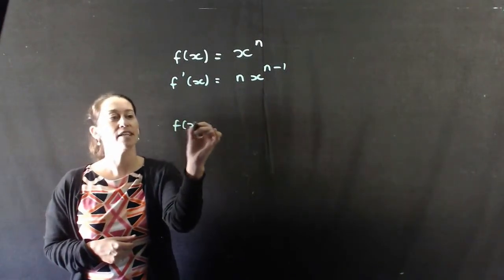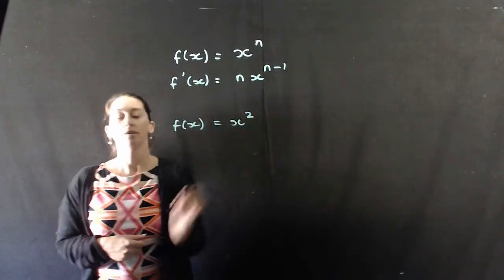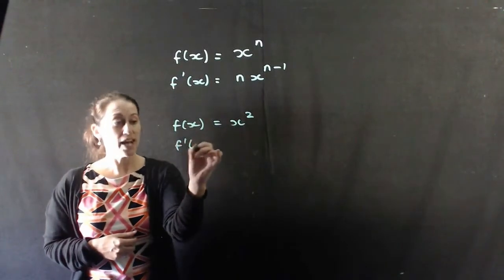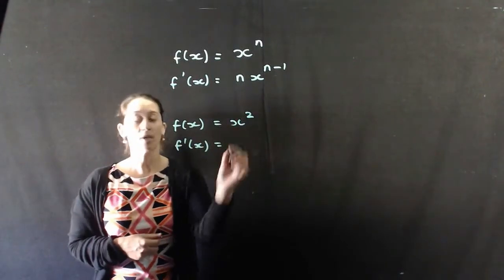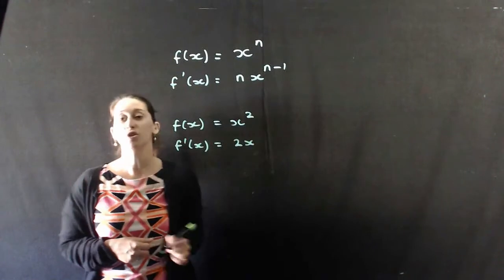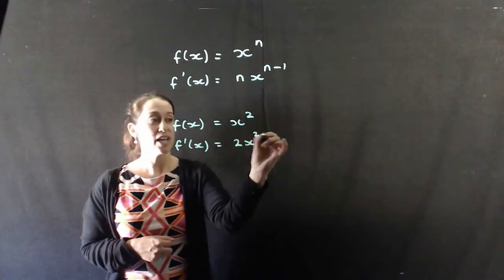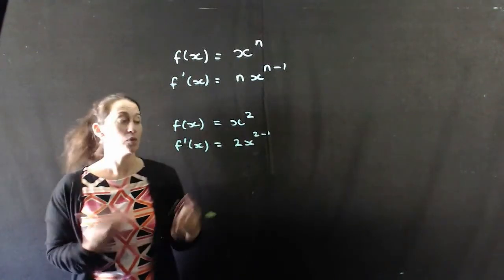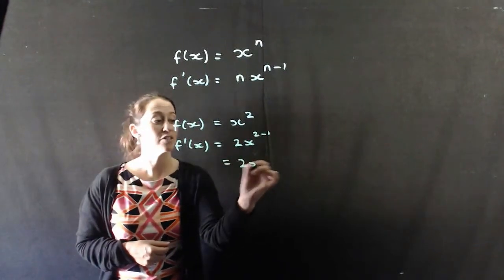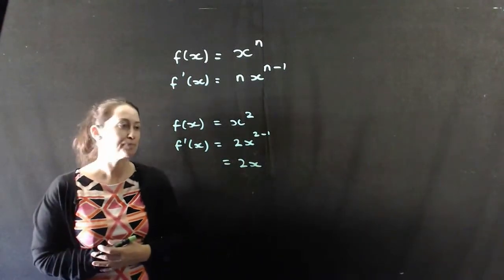If f of x equals x squared, then f dash of x equals, we bring the power down, 2x, and we reduce 1 off the power. 2 take away 1 is 1. So we're just left with 2x to the power 1, which is just 2x.